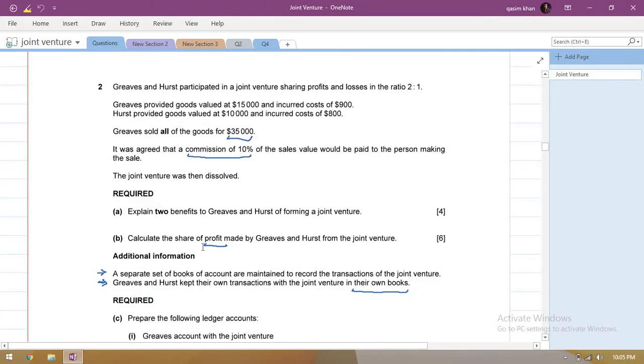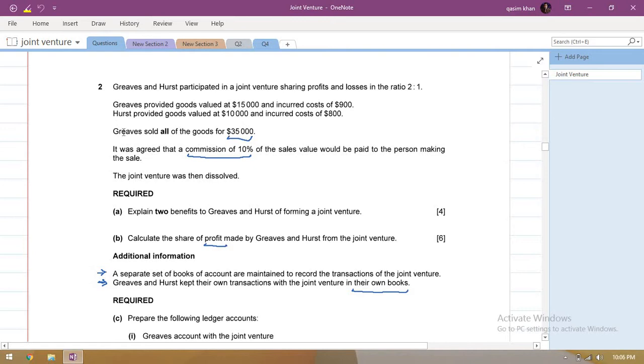The next part is to calculate the share of profit made by Greaves and Hurst from the joint venture. In this part, we are required to prepare the memorandum account and find the profit. The memorandum account is like an income statement. All the income and expenses will be transferred to the memorandum account and we will find the profit.